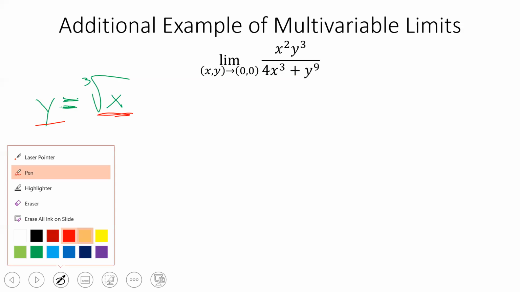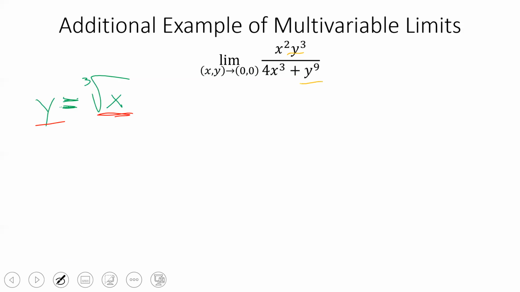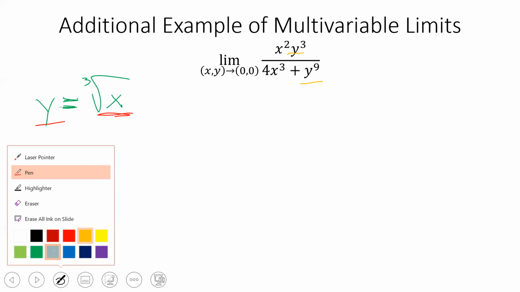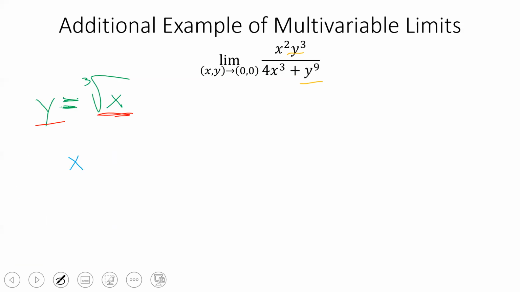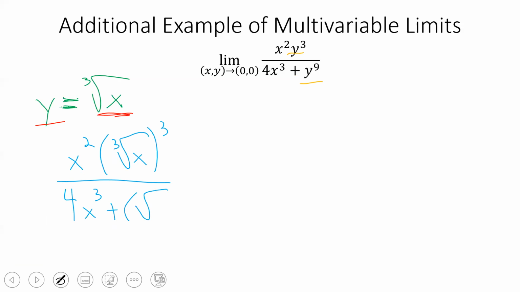And now in our limit, everywhere we see y, this time we're going to replace it with cubed root of x. So what we would end up with here is x squared times the cubed root of x cubed over 4x cubed plus, and then instead of y, we'll have the cubed root of x to the 9th. And then we're taking the limit of that now as x goes to 0, since we've eliminated the variable y.